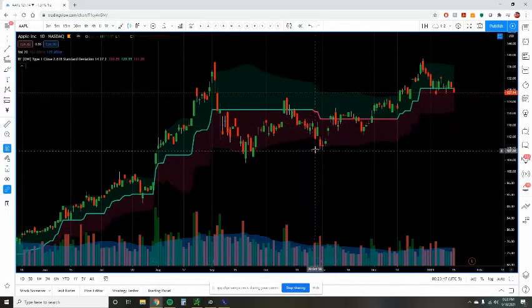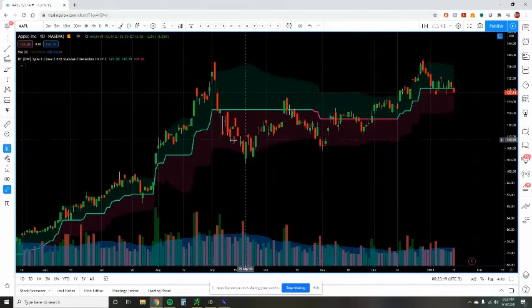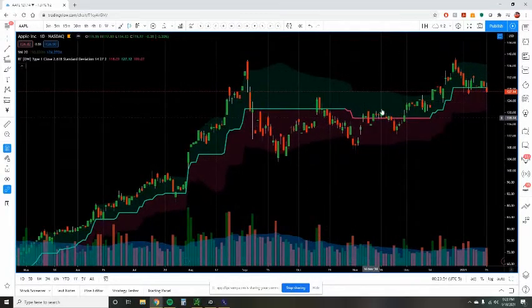or do exactly what it did here, where it just doesn't even seem to notice the mean price. It just goes over it, under it, over it, under it. And this is a good example of consolidation.